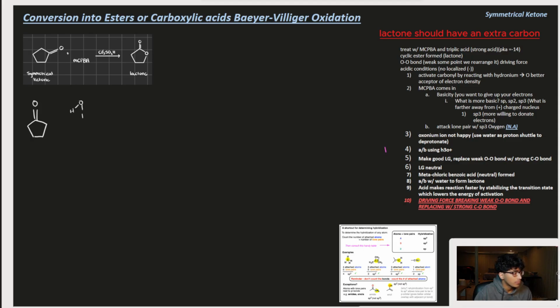So it's pretty obvious what's gonna happen. We're gonna activate the carbonyl. Oxygen already wants electrons, right? Oxygen loves electrons. He's electronegative, more electronegative than carbon. And so if we put a charge on him, he's gonna want it even more. So the first step is acid base.